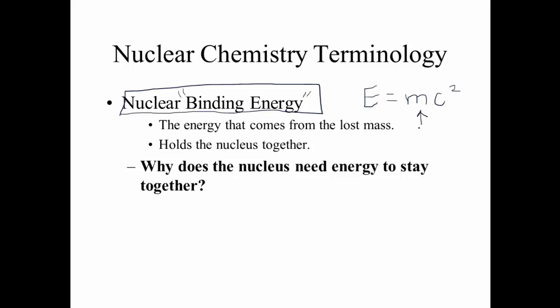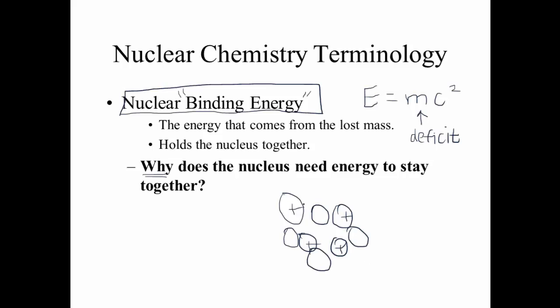So again, the mass is the deficit. It's the missing mass, and it's multiplied by the speed of light squared. So it's a lot of energy produced. Now, this is the energy that holds the nucleus together. We need to make sure we understand why the nucleus needs energy to hold it together. What's the big deal? Well, if you think about what's in the nucleus, you have a bunch of protons and a bunch of neutrons that have no charge.